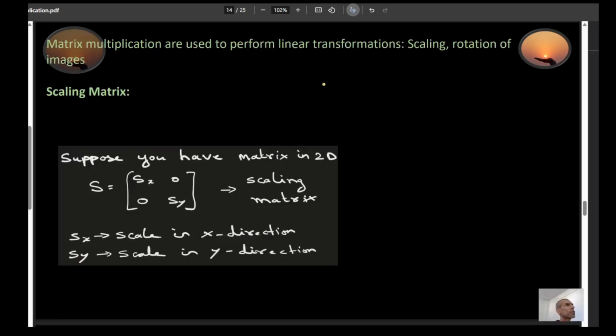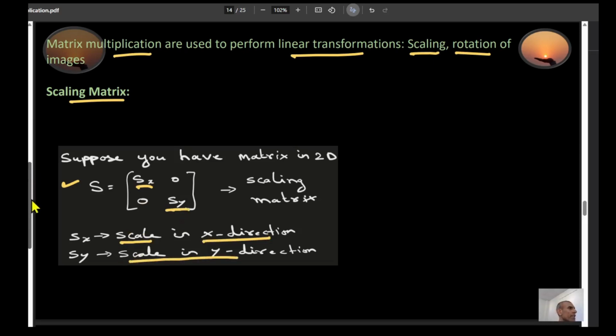And now the applications of matrix multiplication. I'm going to show you a few applications. Matrix multiplications are used to perform linear transformations. For example, you can do scaling or rotation of images. Let's take a look at a scaling matrix. Suppose you have a matrix in 2D, this one right here. This is my Sx, 0, 0, Sy. Sx and Sy are just numbers. In this case, this is called a scaling matrix. Sx allows you to scale in the X direction, and Sy right here would scale it along the Y direction.